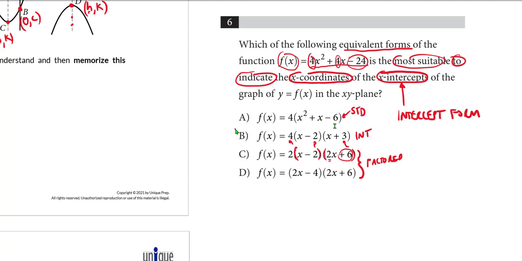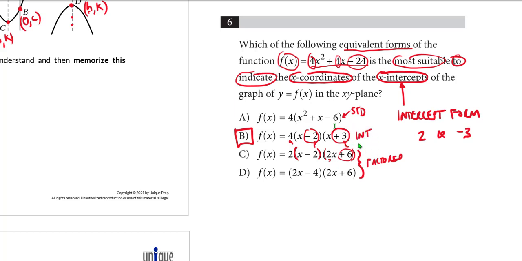But again, only answer choice B is most suitable for giving us the x coordinates of the x-intercepts of the graph of f of x, which is obviously a parabola because this is a quadratic. We will know that the coordinates of the x-intercepts are going to be 2 and -3. 2, which is the opposite of this, and -3, which is the opposite of this. So again, answer choice B is the only answer in pure intercept form.